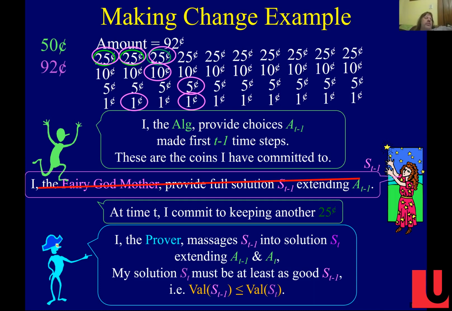Valid means it still adds up to 92 cents. Optimal means it still has the minimal number of coins. Here, you might notice I turned the less than around because we're trying to minimize the number of coins. Oh, I guess here I haven't turned it around yet, but we will have to turn it around because we want the number of coins to be less than or equal to.